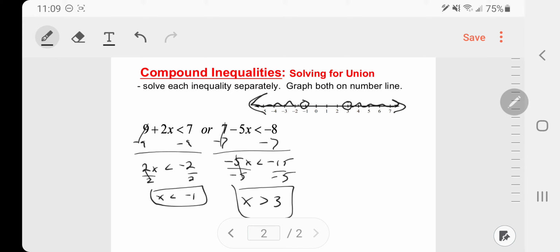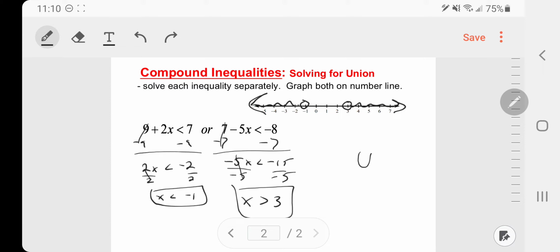Now this one to write in interval notation is a little bit different. You're going to have to use the union sign here, which is like a U, just like that. Okay, intersection we talked about is an upside down U, but we did not have to use that to write the interval notation for this one.